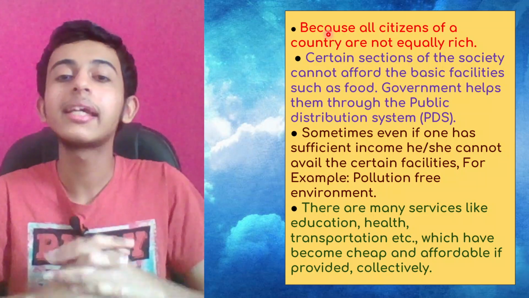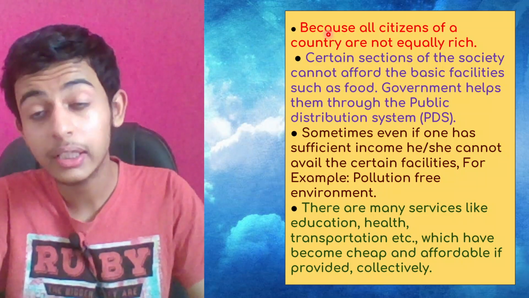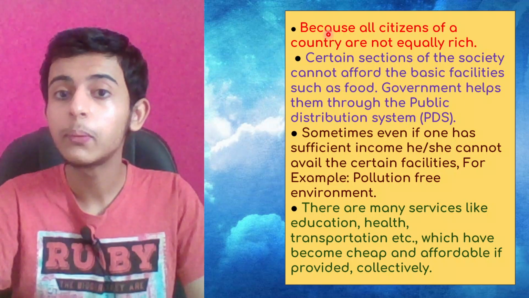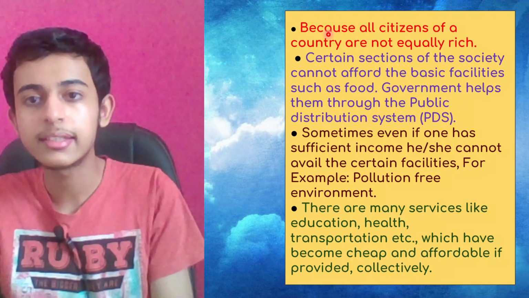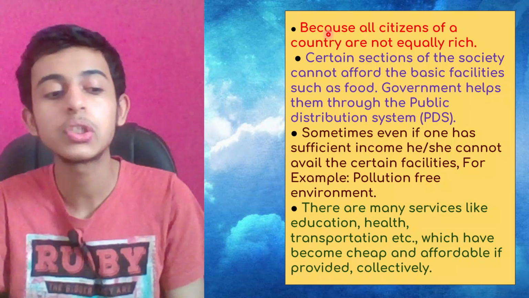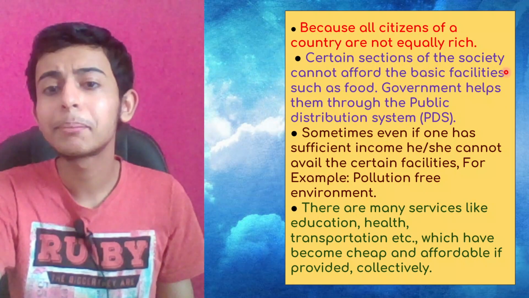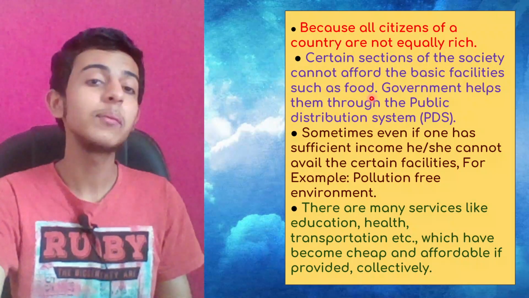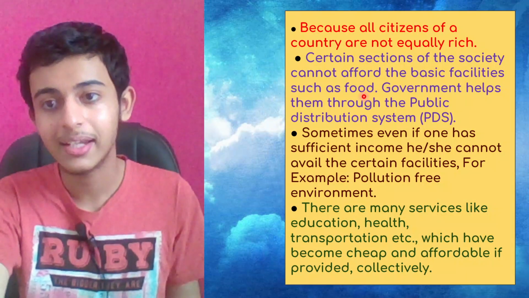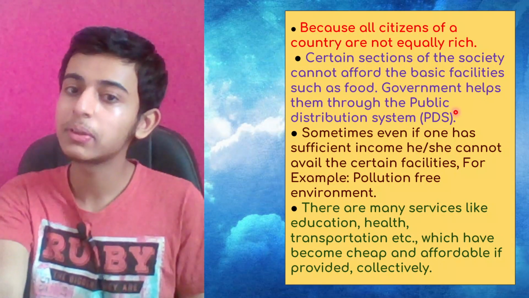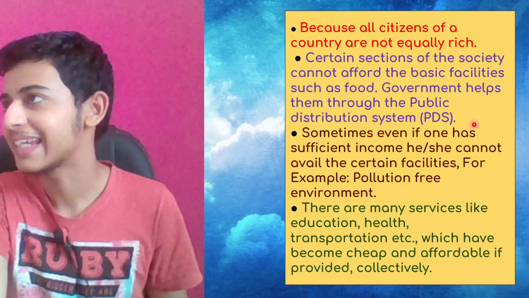Number 1, because all citizens of a country are not equally rich. Since all are not equally rich, everybody needs certain facilities from the government also. Second point says certain sections of society cannot afford the basic facilities such as food. Even for them, there is no money for food, right? Government helps them through the public distribution system or PDS.